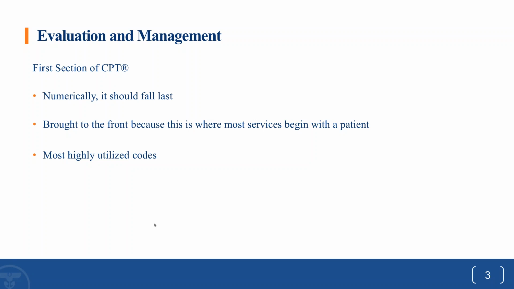So E&M, they say numerically it should fall last because it begins with 9-9, and we just wrapped up with medicine last week, and that also began the 9 category. But because of its frequent use, because every specialty uses evaluation and management codes, they're placed in the front of the CPT manual. Okay, so they're placed in front of the CPT for frequent use. So just remember that E&M codes are placed in the front.